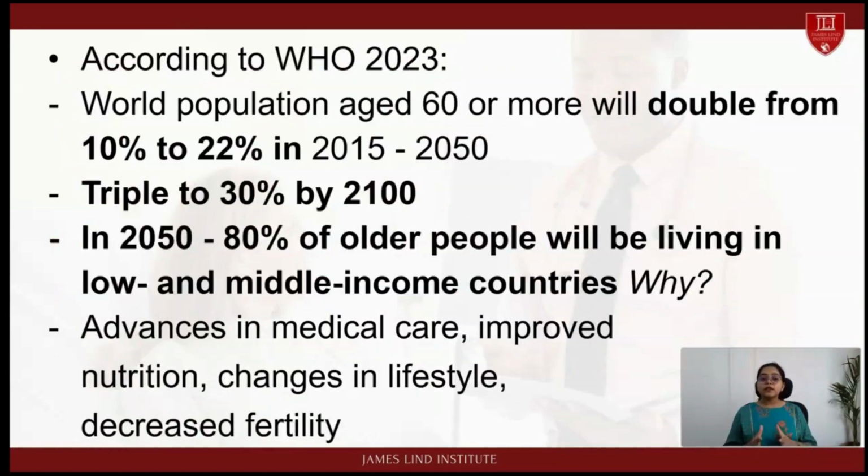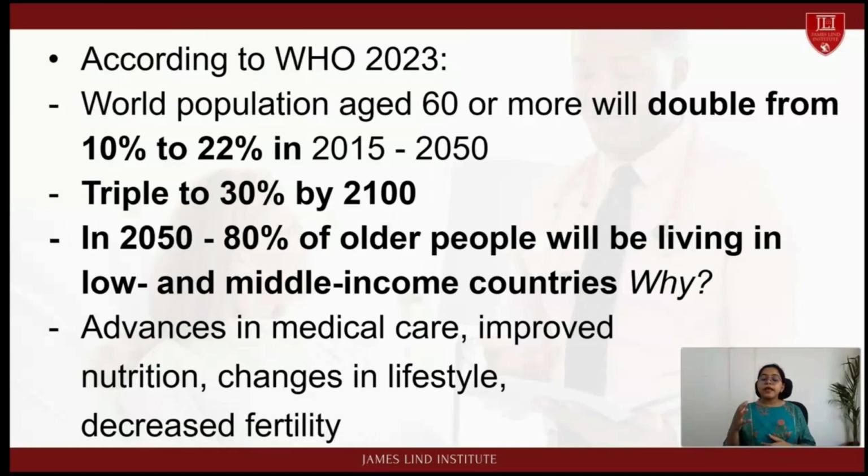Now, looking at the current status for a specific group of people, that is elderly people. It is said that between 2015 and 2050, the world population who are 60 or above 60 years of age will double from 10 to 22%. Also, it is said that by 2100, it will triple to 30%. And in 2050, it is said that 80% of these older people will be living in LMICs.